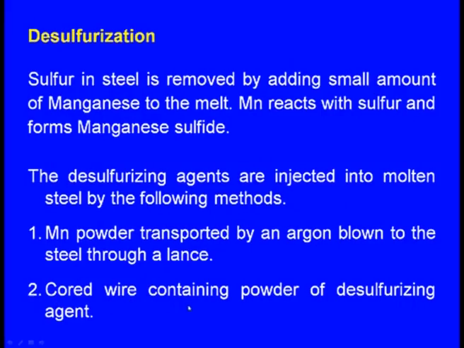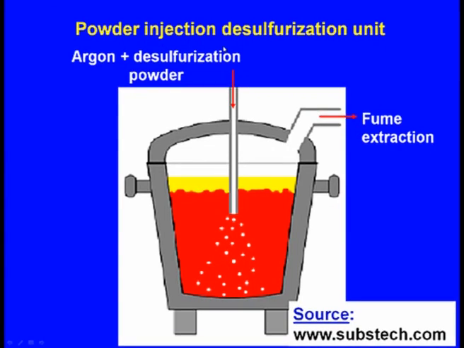So manganese powder, which reacts with sulfur and forms manganese sulfide, is transported into the molten metal through a lance. Next one, core wire containing the powder of desulfurizing agent, means this core wire contains the powder of manganese that will be continuously fed into the molten metal. Now here we can see the powder injection desulfurization unit. This is the liquid steel. Now there is a lance, this is the lance, means a long pipe.